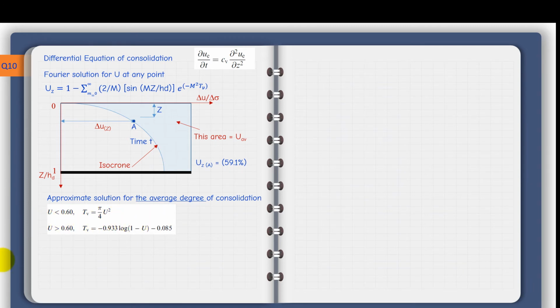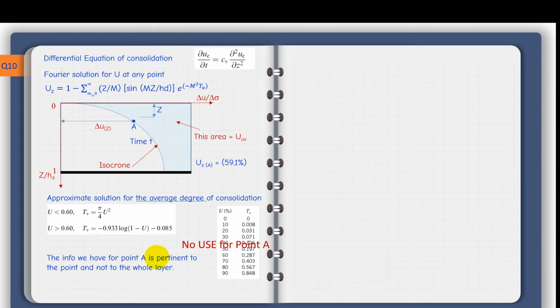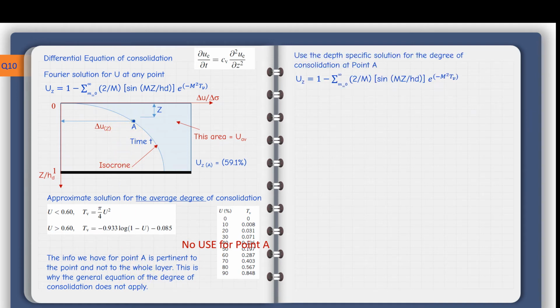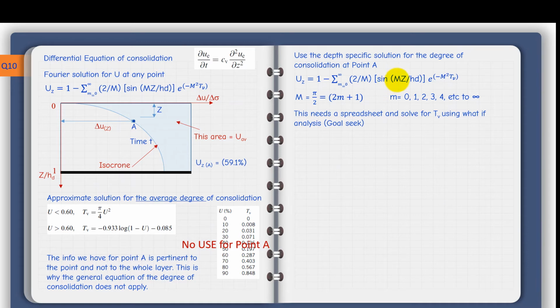Now we need to use this to basically work out the coefficient of consolidation. Remember, this approximate equation is not applicable to point A, like I said before. We cannot use it. Because here, I'm reiterating, because this is very critical, all the information we are given pertains to point A. So let us now solve this Fourier series solution. Straightforward. M is basically pi by 2 times 2m plus 1, where m equals 0, 1, 2, 3, 4. The rest of the parameters here are known.